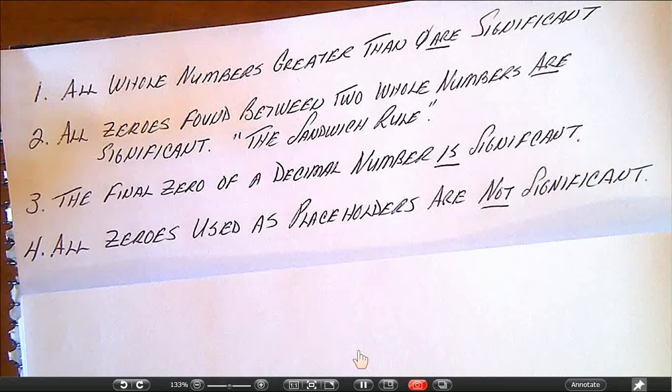Significant digits are based on these 4 rules. Number 1, all whole numbers greater than 1 are significant. So any number 1 through 9, no matter where you find it, is going to be considered significant. Number 2, all zeros found between 2 whole numbers are significant, like 1, 0, 2. That 0 will be significant. We call this the sandwich rule. Rule number 3, the final 0 of a decimal number is significant. It doesn't matter where it is behind the decimal. If it's the last 0, it will be significant. And number 4, all zeros used as placeholders are not significant.